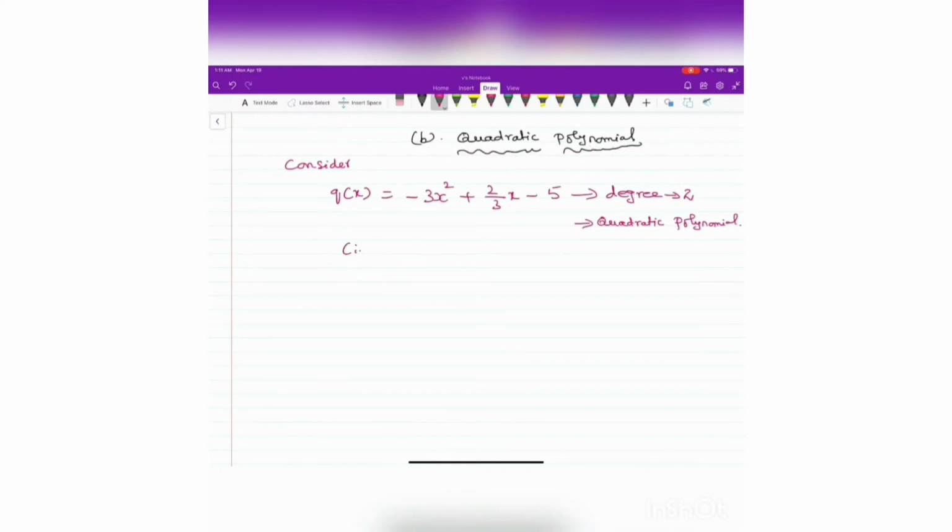That is, a polynomial of degree 2 is called a quadratic polynomial.